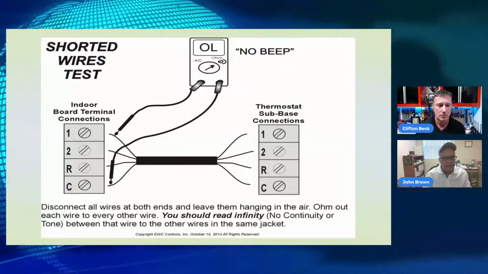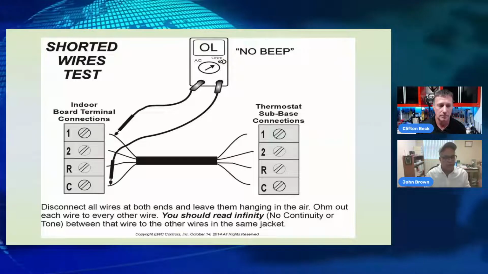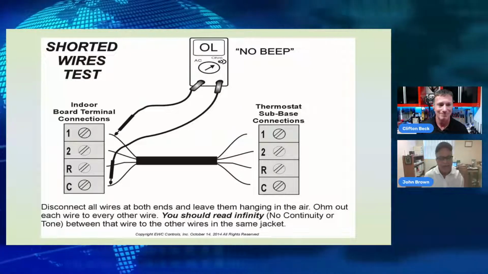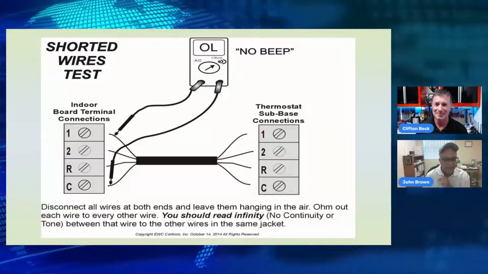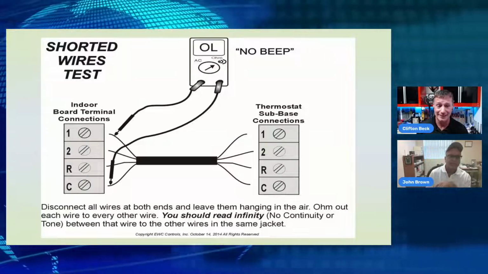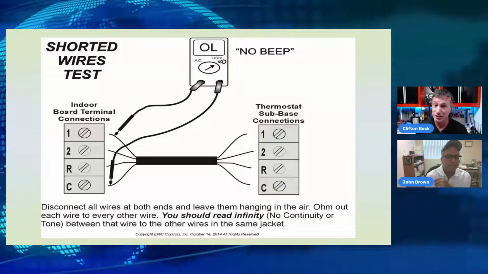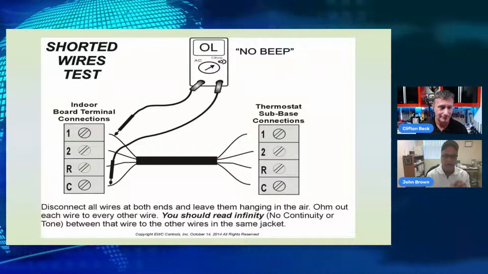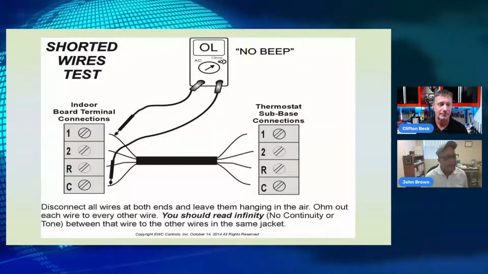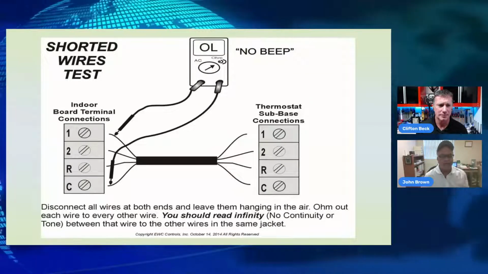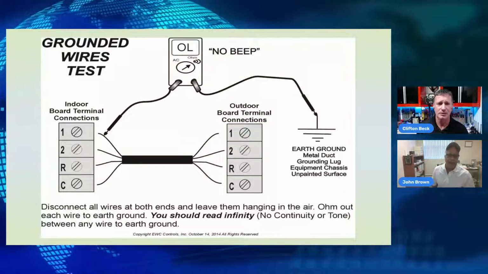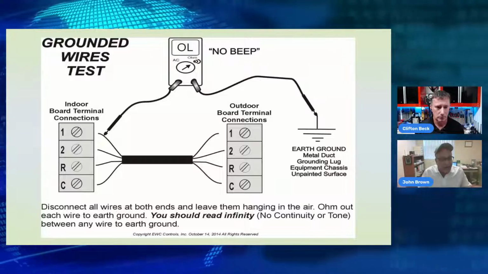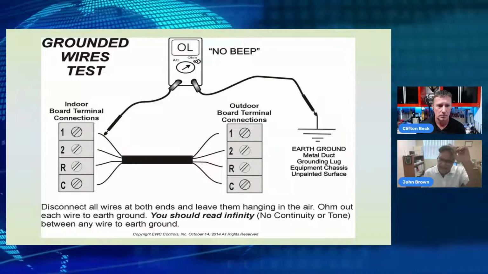We should read infinity. That is, no tone. I know none of those wires are shorted in the jacket, and nobody got happy with the stapler. If we show some continuity, which means we have touchy, we don't want touchy. Then somebody got happy with the stapler, or somebody got really lucky and hit it with a nail. What are the odds of that? Well, it can happen. So the next test, the wires are still hanging in the air. This is the one a lot of guys forget about.